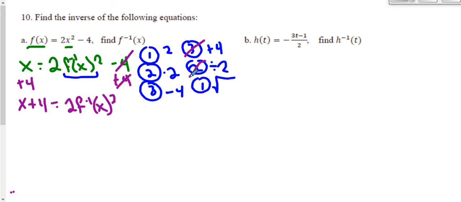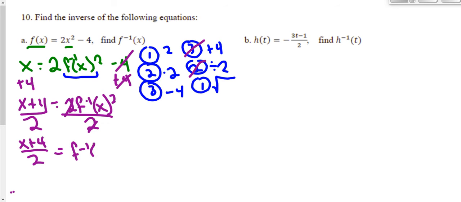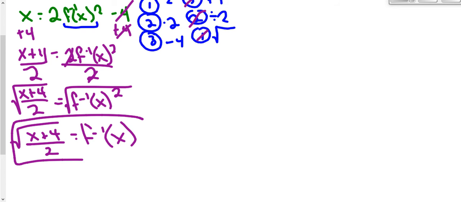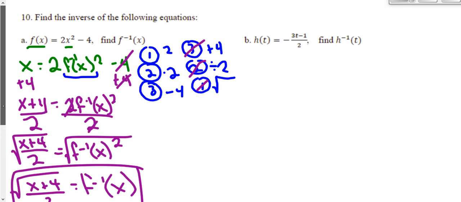Up next, we're going to divide both sides by 2. So we'll get x plus 4 over 2, and these 2's will cancel, further unwrapping my inverse term, f inverse of x squared. The last thing I have to do is square root both sides to get f inverse completely alone. So my f inverse of x is going to equal the square root of x plus 4 over 2. And that's all finished. Let's go ahead and do the same thing for example B.